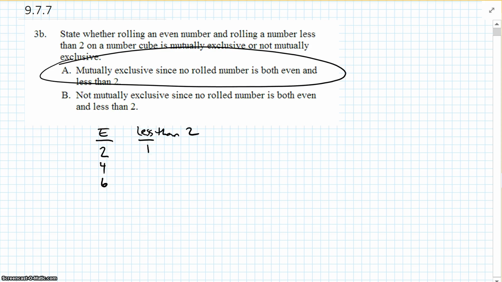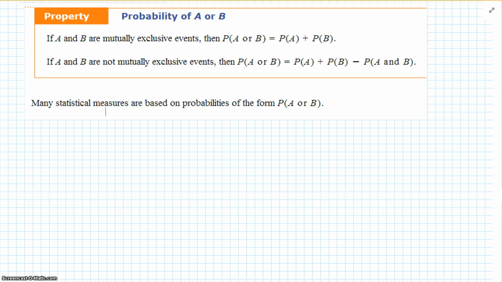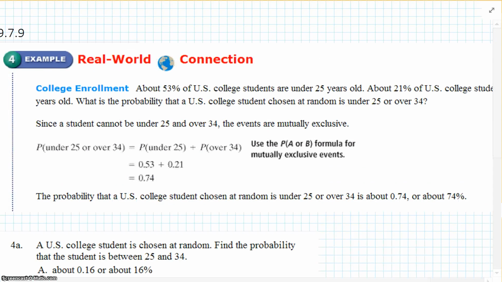They don't overlap. So let's talk about the probability of OR events. If A and B are mutually exclusive, then the probability of A or B is just the sum of their probabilities. If A and B are not mutually exclusive, then the probability of A or B is the sum of their probabilities minus the overlap. Many statistics or measures are based on probabilities in the form of P of A or B. So let's look.